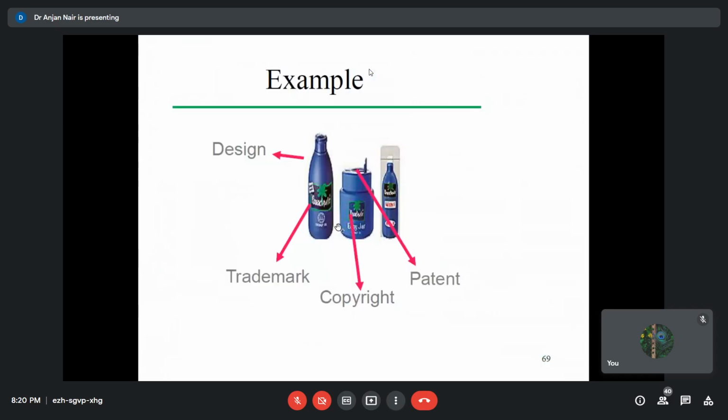You can see this Parachute, a famous product for coconut oil. The design has been filed for these three different forms. You have the traditional bottle, then this middle product with a broad opening, and a sachet. So all these designs have to be filed.